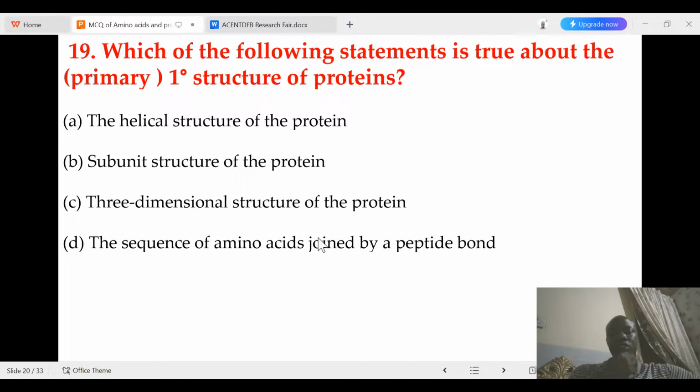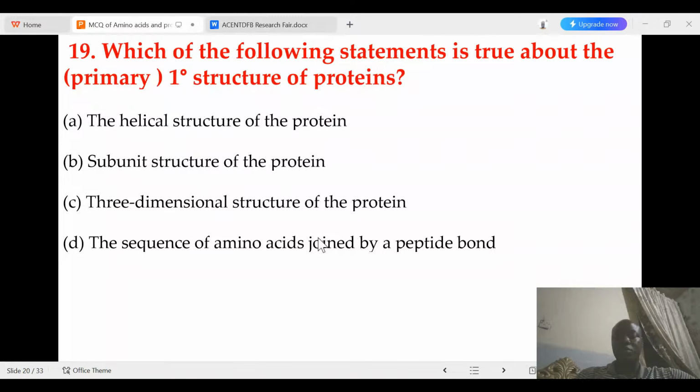So please, what is the answer to question 19? Which of the following statements is true about the primary structure of proteins? A, helical structure of the protein. B, subunit structure of the protein. C, three-dimensional structure of the protein. D, the sequence of amino acids joined by a peptide bond. Ayo said question 19 is D. Jasmine also selected D.